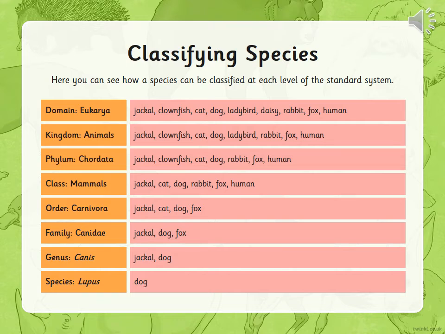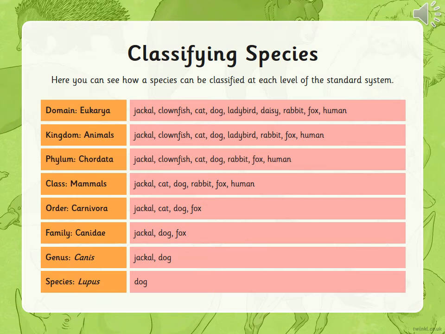Now we'll break it down into its order of Carnivora. We know that a jackal, cat, dog and fox are all carnivores. Now we've taken rabbit and human out. A rabbit isn't a carnivore and neither is a human. We eat meat and vegetables. Next we have the family. The family of animal is Canidae. This includes the jackal, dog and fox. A cat is not part of this family.